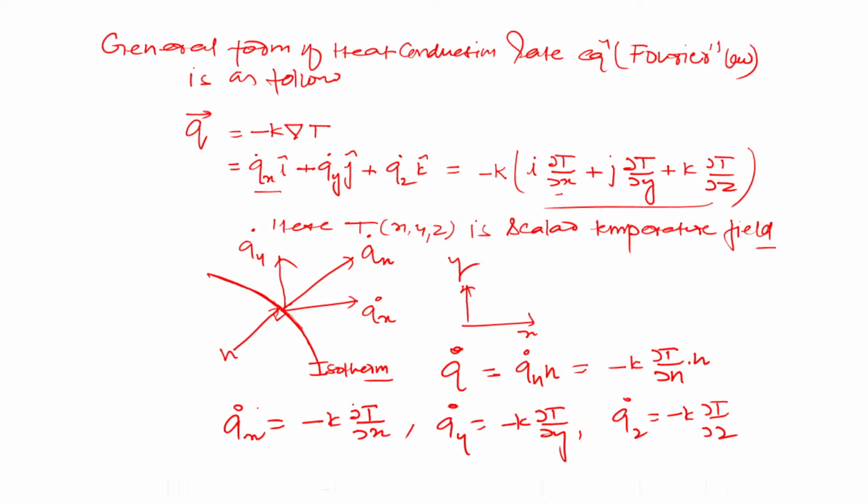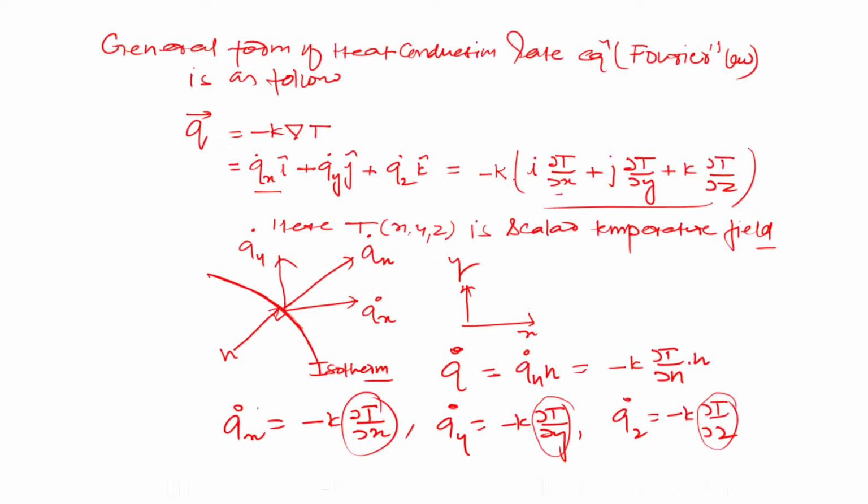So del T upon del x is the temperature gradient in x direction. This is the temperature gradient in y direction. This is the temperature gradient in z direction. And listen, in this case, one thing we have assumed: the property, which is called thermal conductivity of the material, does not vary with respect to x.